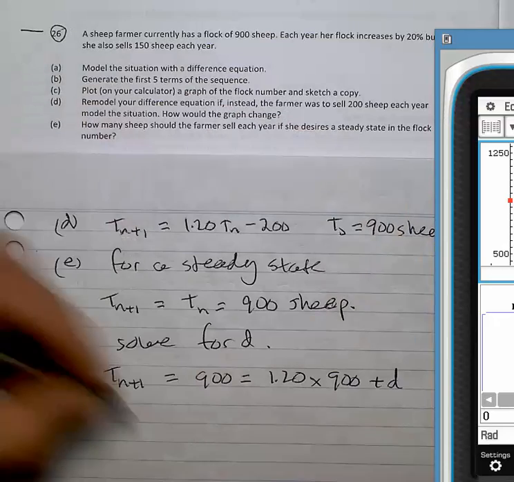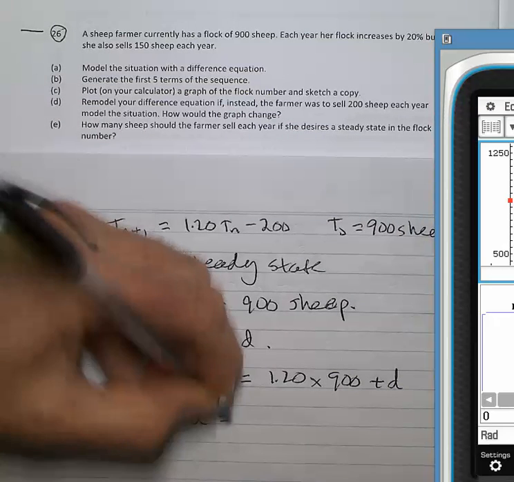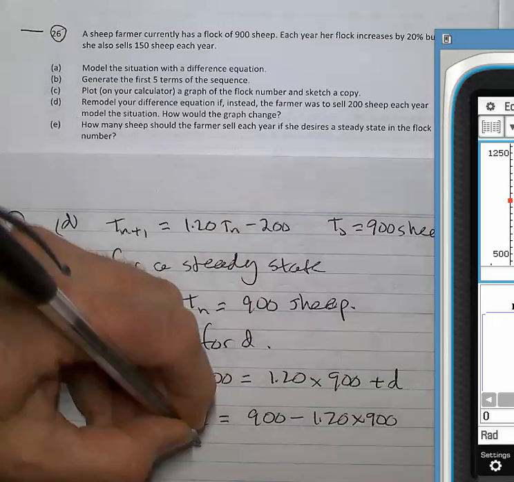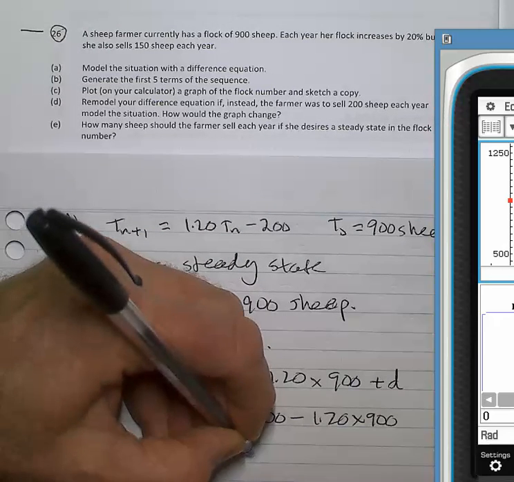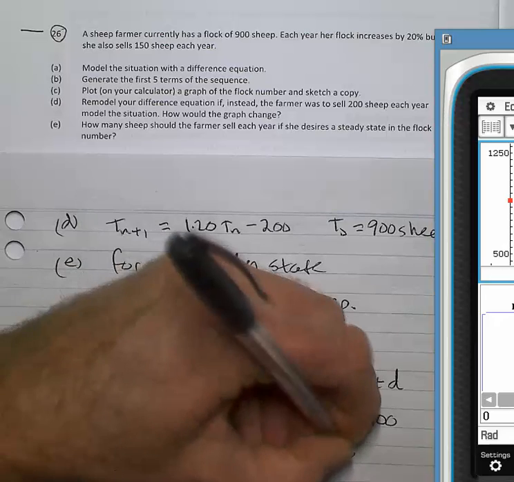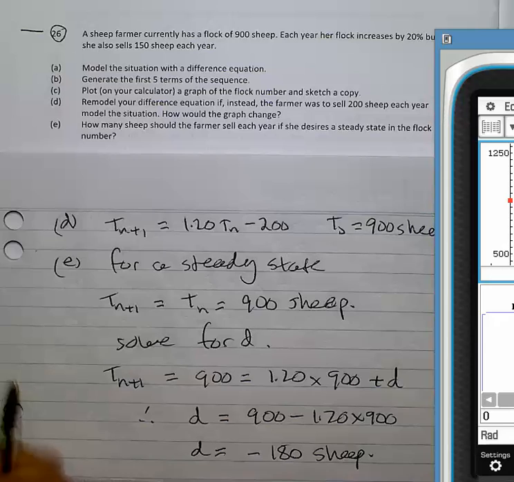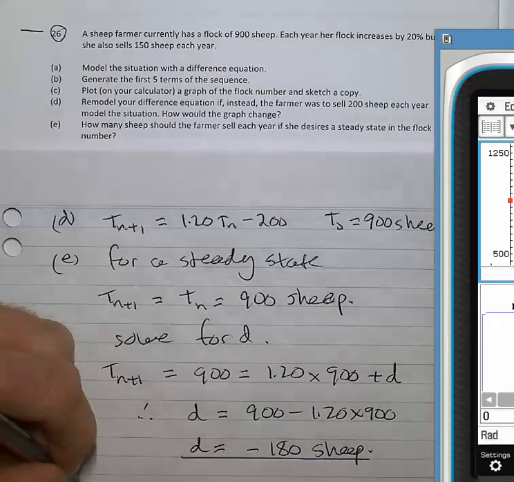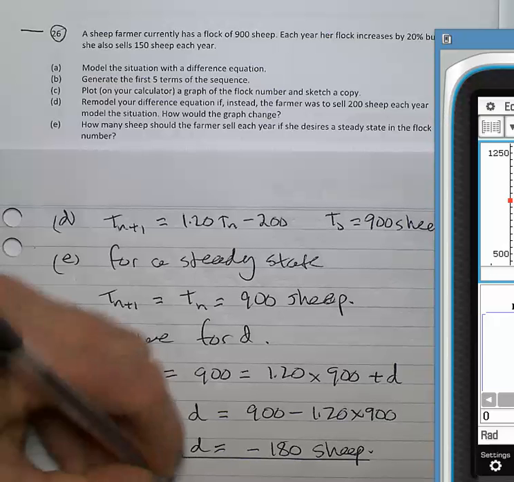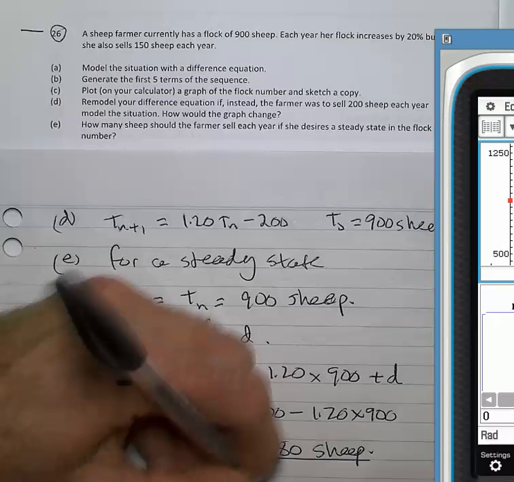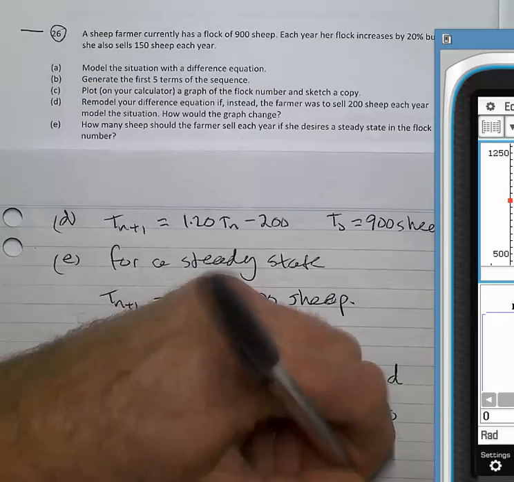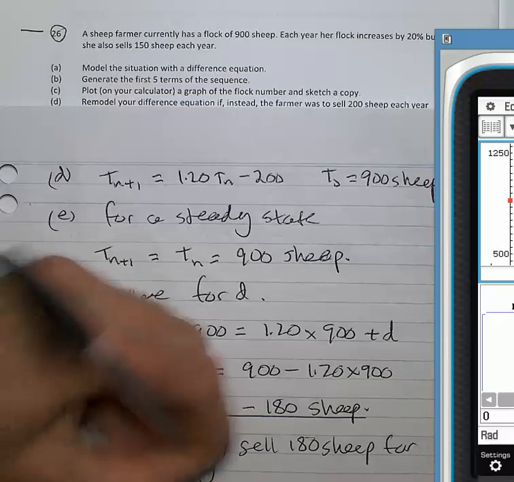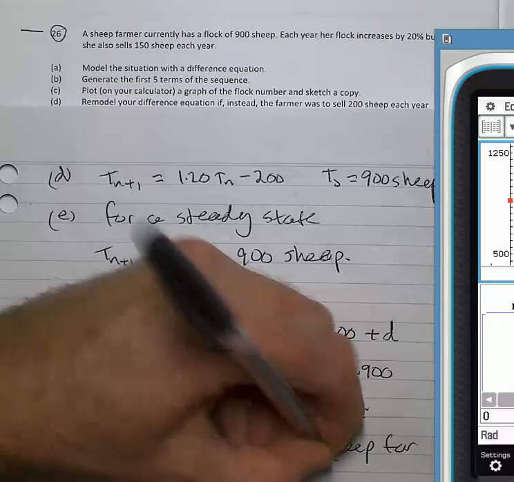plus the difference. So the difference is 900 take 1.20 times 900, and that difference is minus 180 sheep. So in other words, she has to sell 180 sheep each year to keep the steady state of 900, or can only sell 180 for a steady state of 900 sheep.